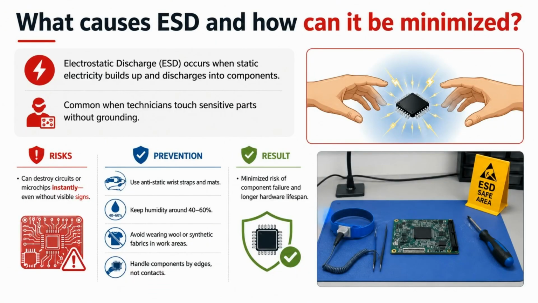Electrostatic discharge, or ESD, happens when static electricity builds up and discharges into components, common when technicians touch sensitive parts without grounding. It can destroy circuits or microchips instantly, even without visible signs. Prevention: use anti-static wrist straps and mats, keep humidity around 40 to 60%, avoid wool or synthetic fabrics in work areas, and handle components by their edges, not their contacts. The result: minimized risk of component failure and longer hardware lifespan.